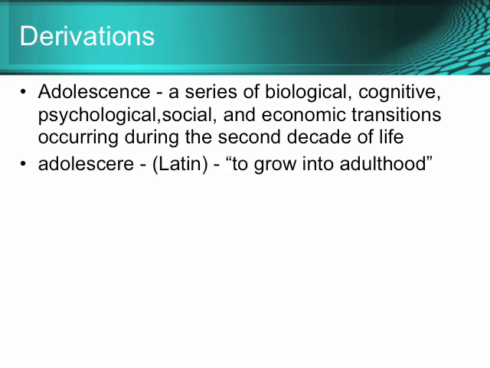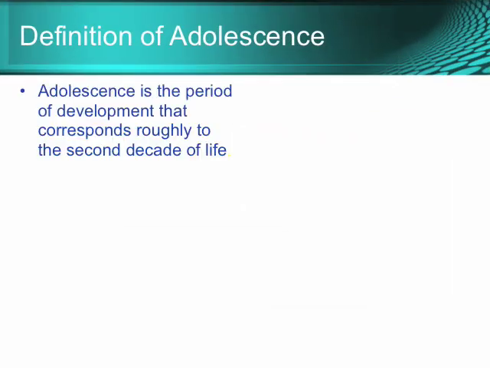Now, the word adolescence derives from the Latin adolescere, which means to grow into adulthood. So we learned that adolescence corresponds roughly to the second decade of life, but there is no universally accepted way to define the boundaries of adolescence. We can divide the period, as Steinberg does, into 3 stages. And you'll notice that these correspond approximately to the ages of adolescence in middle or junior high school, and college.